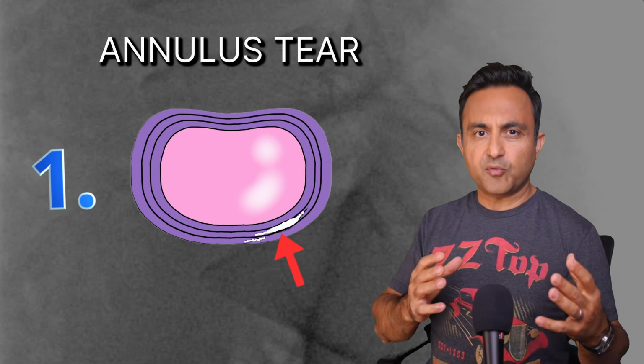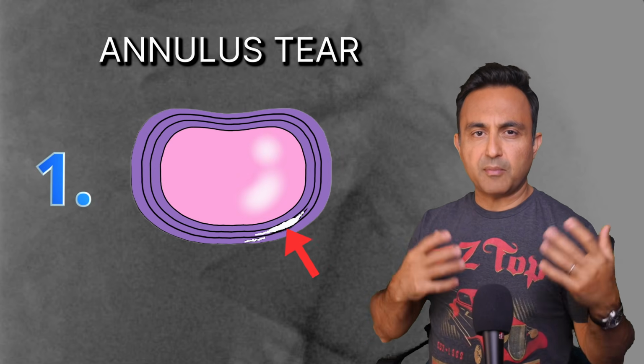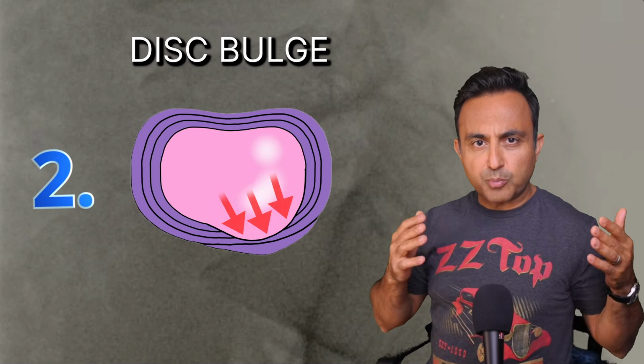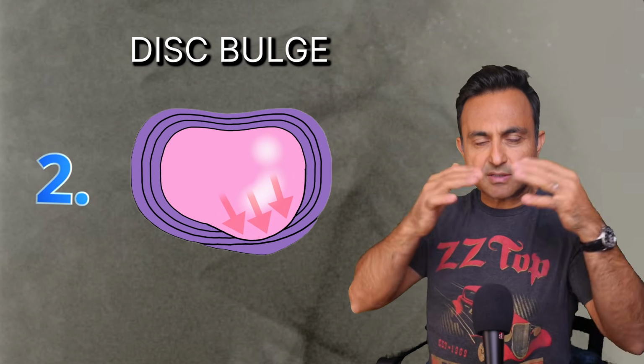First, a small area of weakness develops in the annulus. Think of it like a microscopic tear. This alone can cause pain. Next, the nucleus begins to push through that weak spot, causing the disc to bulge.